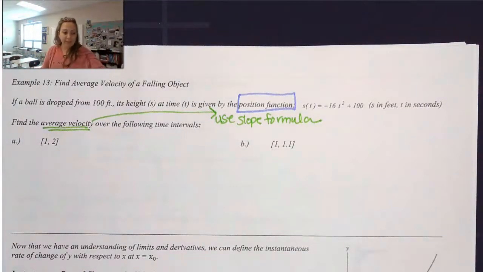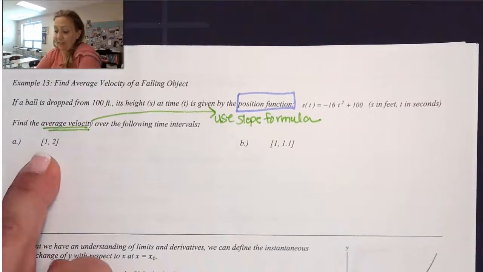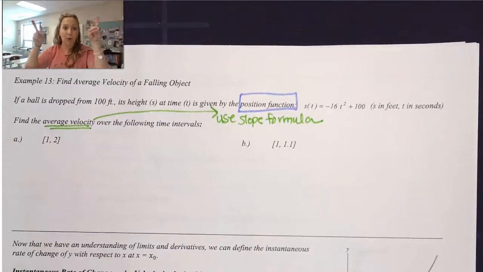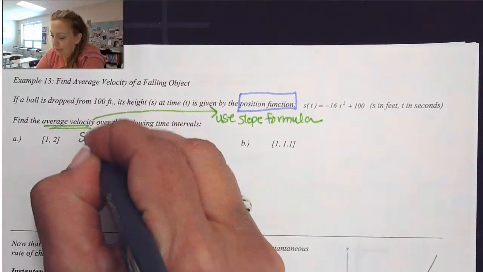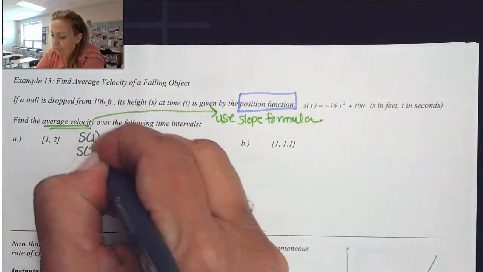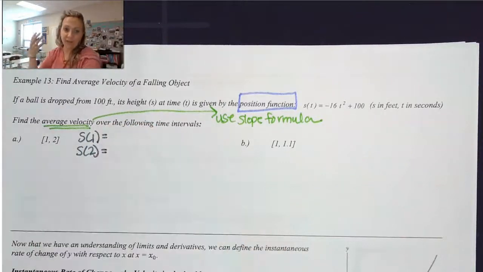So what that means is that we're going to have to find the values. We have the x values, but we're going to need the y values, which in this case are going to be my s of 1 and my s of 2. So I need to find the output values.